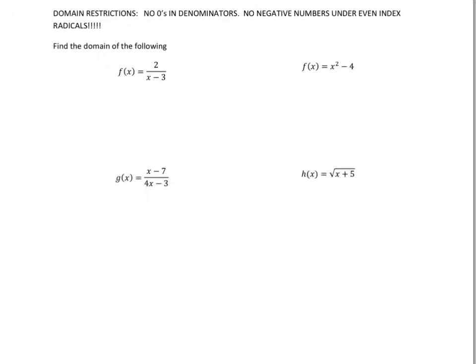Welcome to part 2 of domains and ranges. Now, we looked at it graphically before. Now we're just going to be looking at domains, and there's a couple things that are bad with domains.